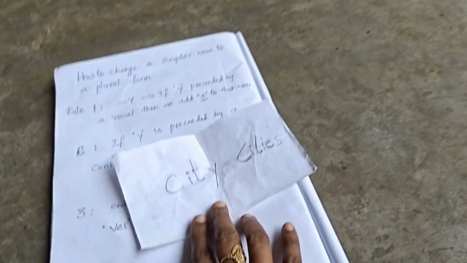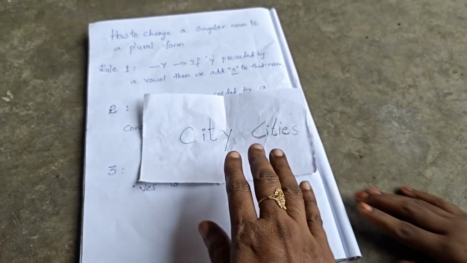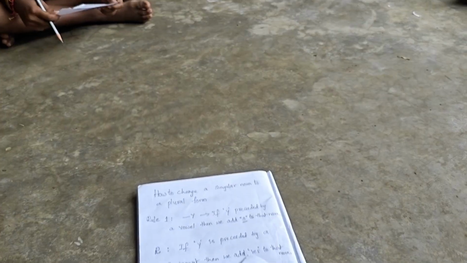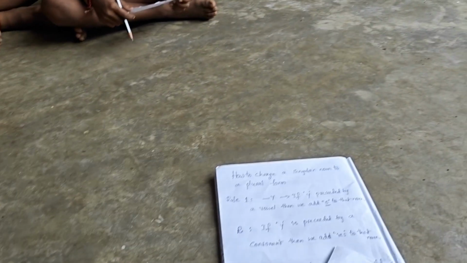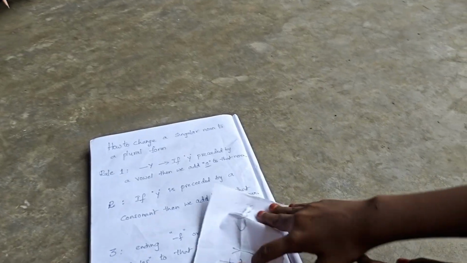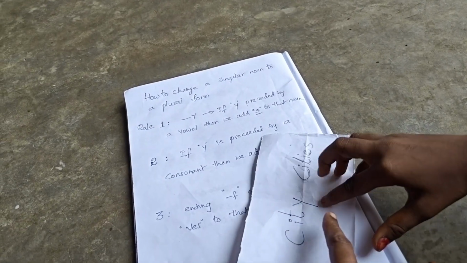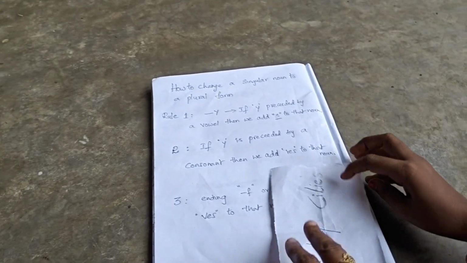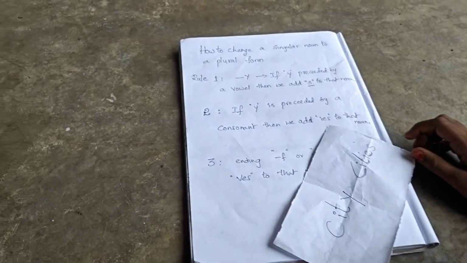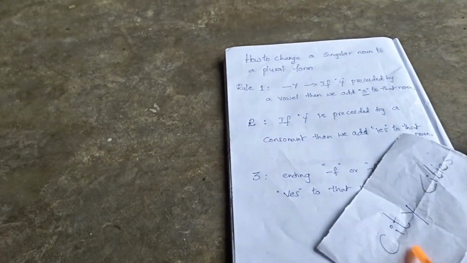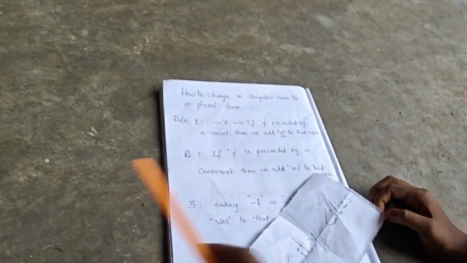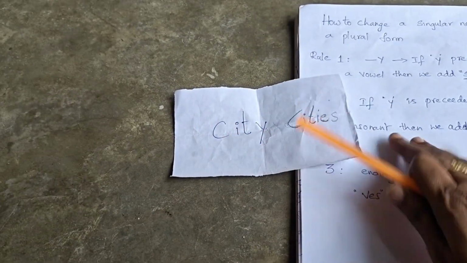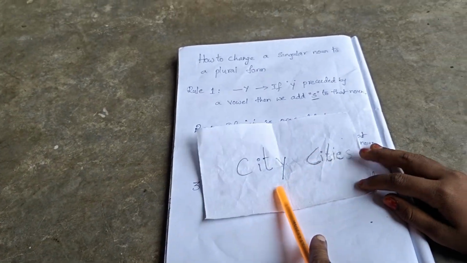Read. Cities. C-I-T-Y. City. Observe. Everybody, listen carefully here. City, C-I-T-Y. The plural form of city is cities. Here, the ending letter is Y. In the word city, the ending letter is Y.